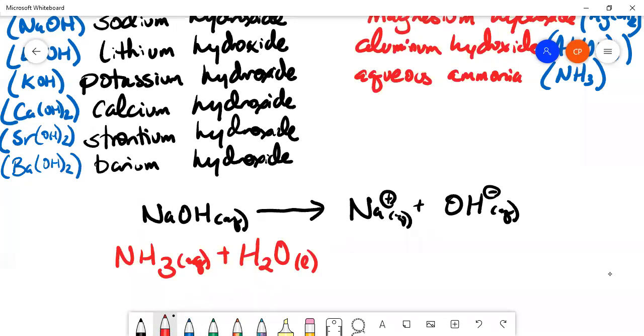And again, this is a weak base. It doesn't completely favor products. It favors reactants a little bit more, hence the way I draw the equilibrium arrow, with a little bit of favorability towards the left side rather than the right.